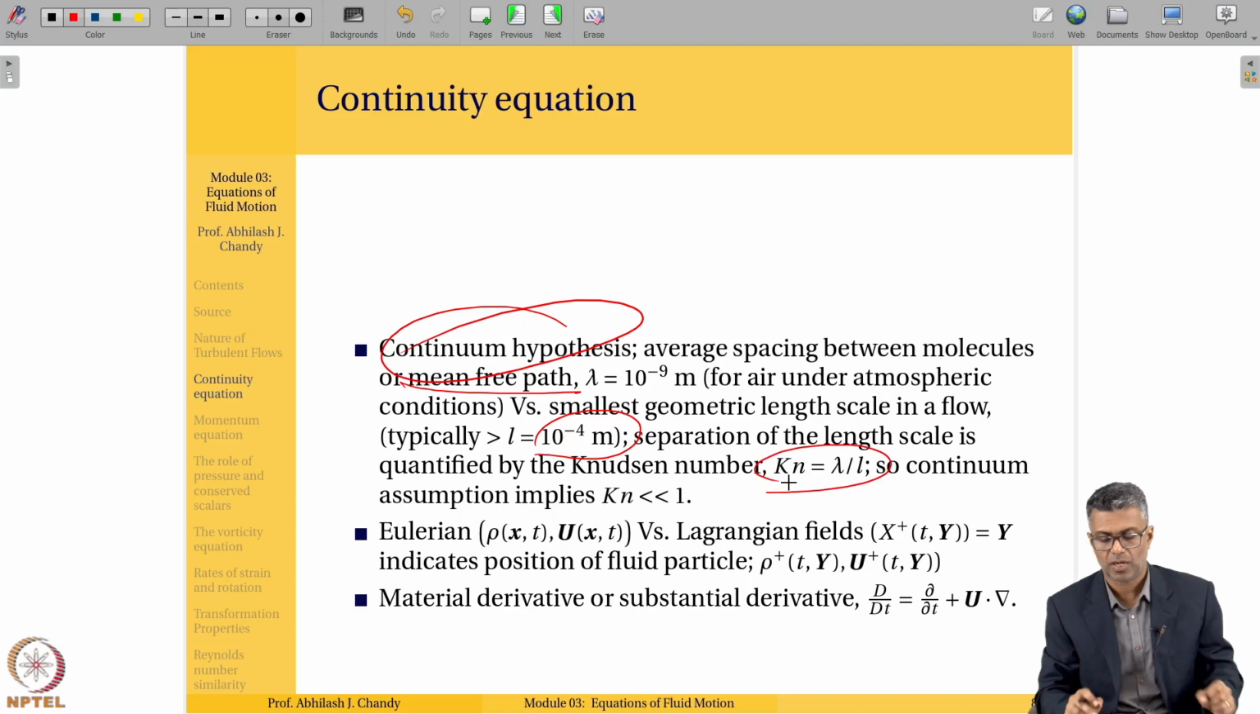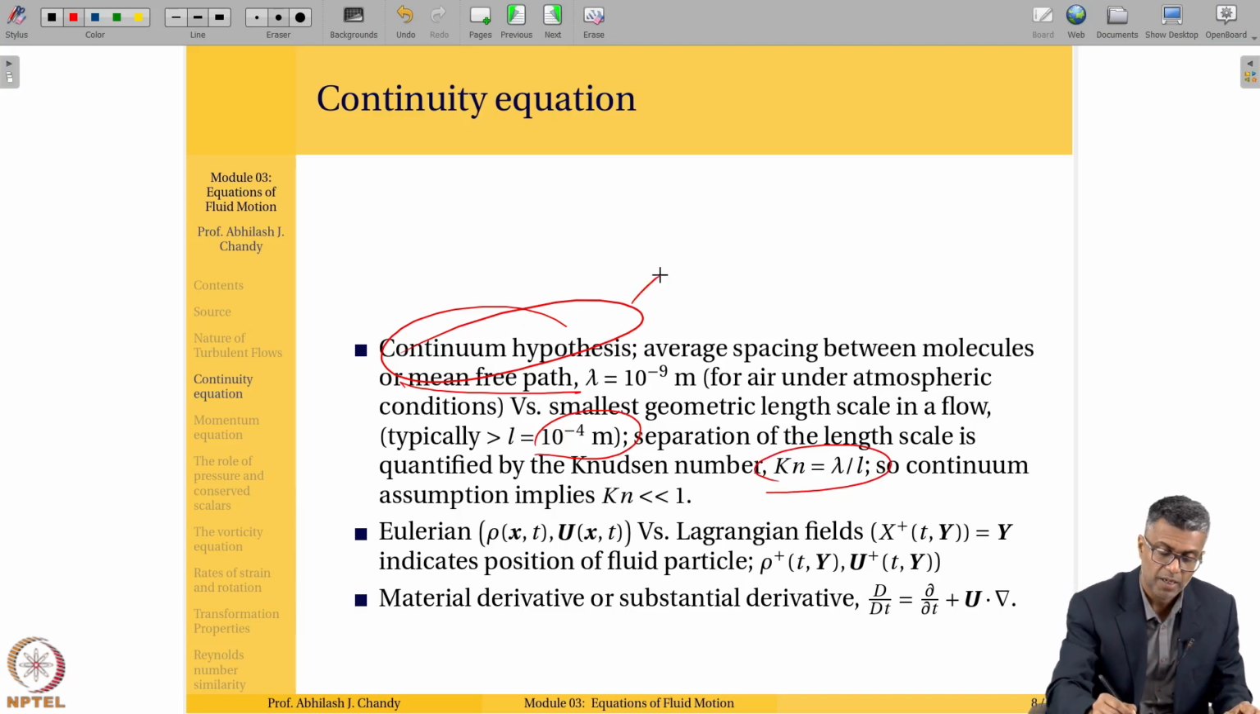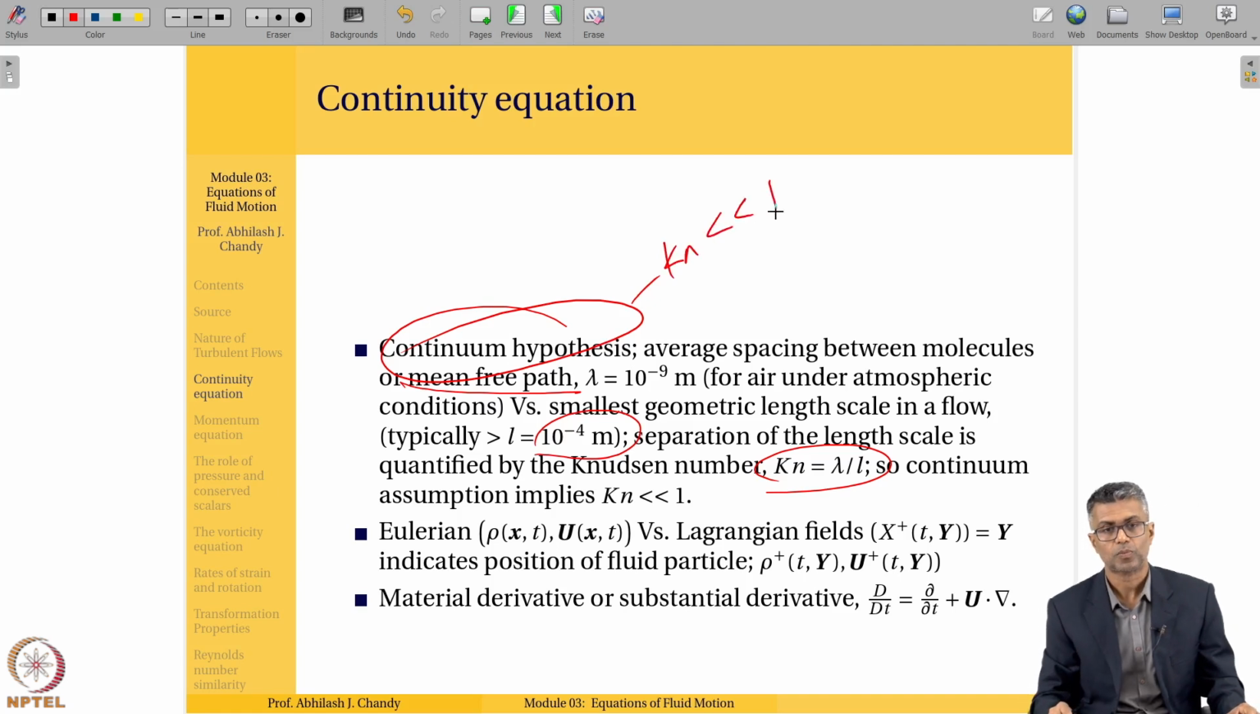And if you take that Knudsen number, lambda over L, in this particular example it is already 10 to the negative 5. It's a very, very small number. So for the continuum hypothesis to be valid, the Knudsen number has to be much less than 1. That is first. Let's keep that aside, because you have to make sure the continuum hypothesis is valid before you even discuss the Navier-Stokes equations.